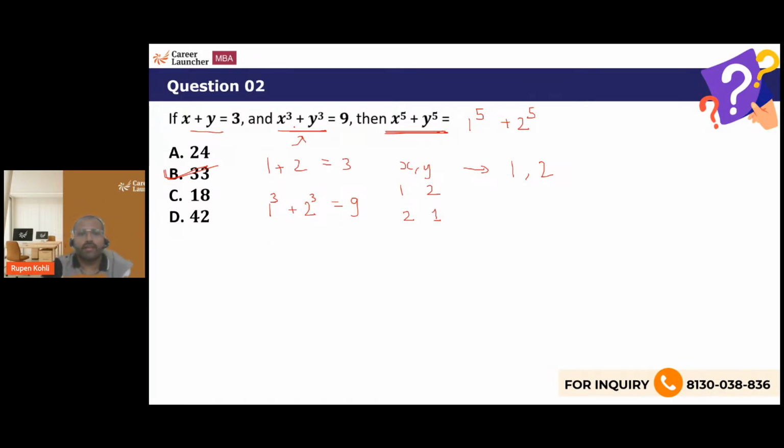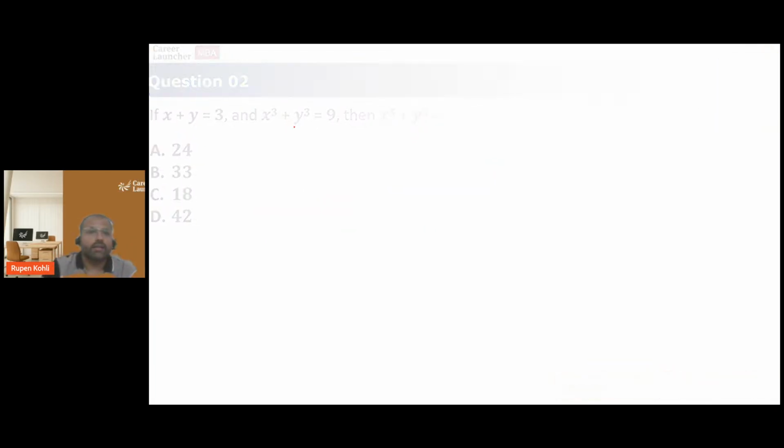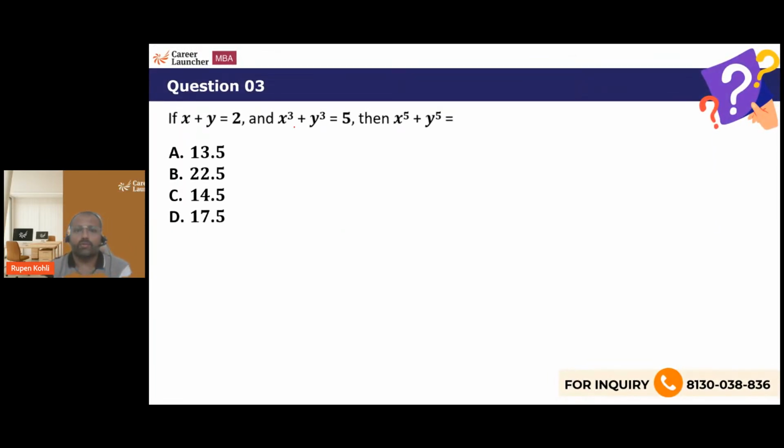So, ready for the next one? Yes. Okay. Let's see. Third one. This is the same question, but a different one. The exact same question with similar equations, but the numbers are different now. Okay. So this will require algebra, I guess. I'll again give you a minute to try. You can take 2 minutes as well.